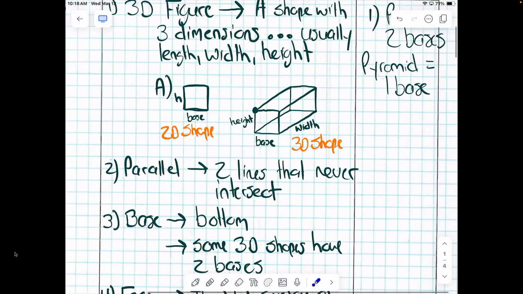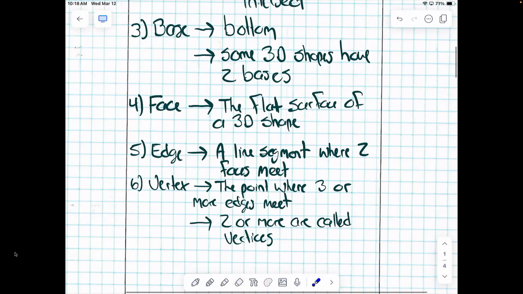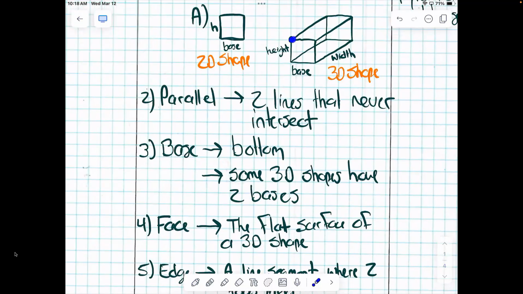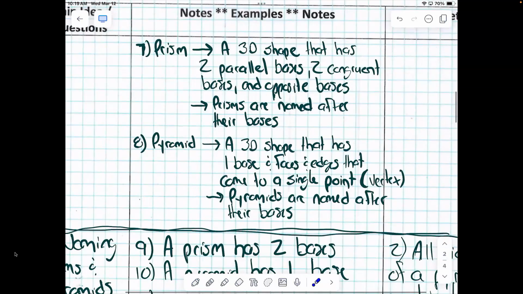Edge. Is this an edge? Yes. Is this an edge? Yes. Okay. So edges are like the straight lines that make up a shape. Yes. Vertex. These are the pointy parts of a shape, right? Yes. It's where we have lines or edges coming together, yes? Okay, cool.